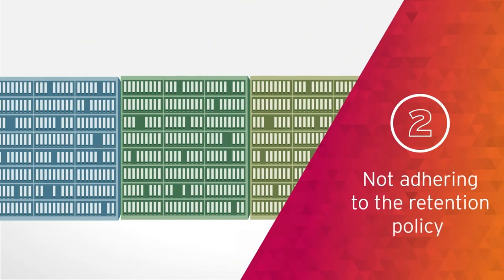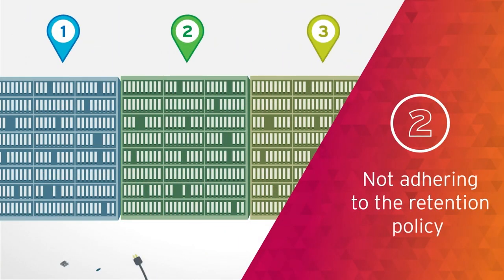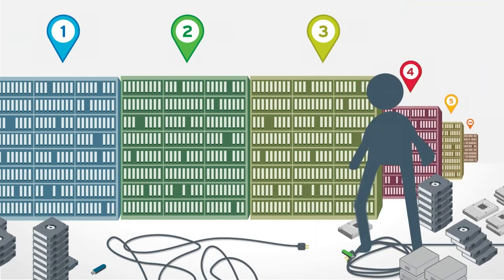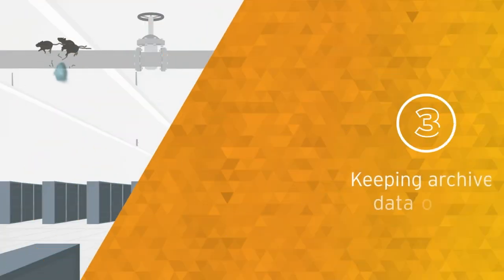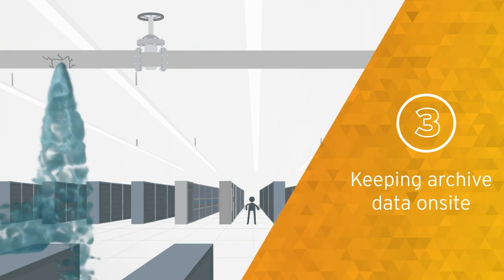Second, not adhering to the retention policy. Having a policy in place isn't enough. Legally, failing to adhere to your retention policy is a greater violation of compliance regulations than not having a policy at all. Third, keeping archived data on site.